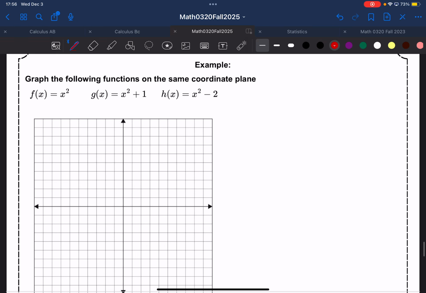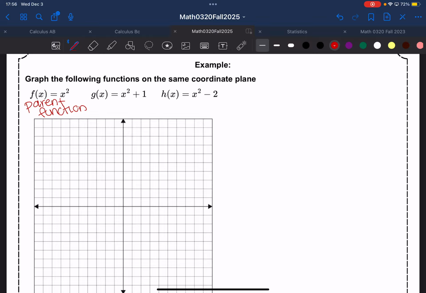Okay, so in the example here, it says graph the following functions on the same coordinate plane. So it gives us the function f of x equals x squared. This is our parent function. That means it has no other a, h, or k value that's manipulating that function. That's the standard function that you usually start with before you start adding the manipulatives.